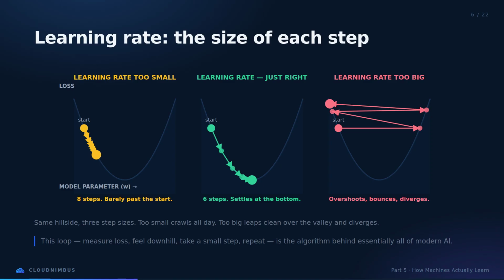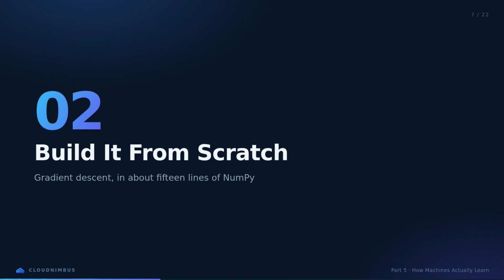And the size of each step you take has a name too, the learning rate. Make it too small, and you're inching down that hillside all day, technically making progress but taking forever to arrive. Make it too big, and you don't walk down into the valley, you leap clean over it, land on the far slope, and bounce back and forth, getting worse before it gets better, sometimes never settling at all. Somewhere in between is a step size that gets you down efficiently. Finding that sweet spot is a real, practical skill, and you'll feel both failure modes yourself in the lab today.